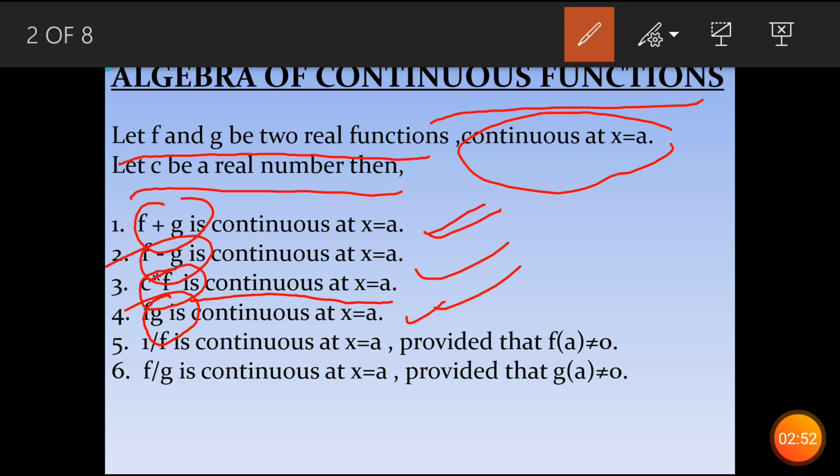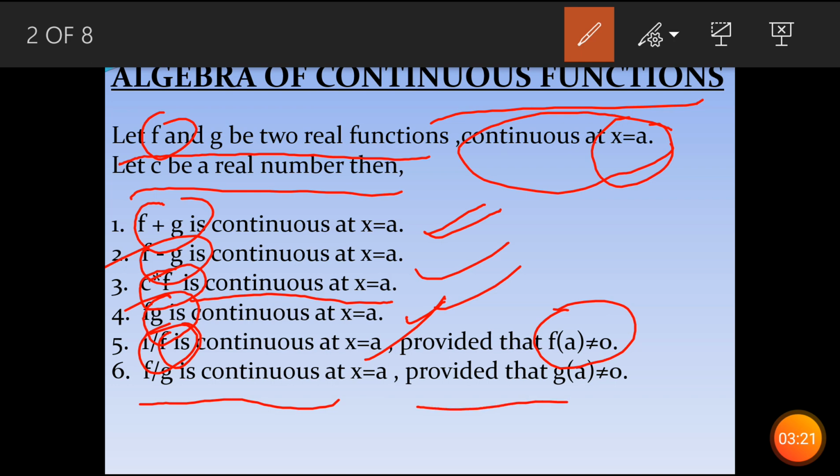If f is continuous at x equals a, then our fifth result is 1 upon f will also be continuous at x equals a, provided f(a) not equals 0. That condition is obvious, that the denominator should not be equal to 0. Now the last result, f upon g, that is the division, will also be continuous at x equals a. The condition applied is g(a) not equal to 0, which again means the denominator should not be equal to 0. So these are the results that we are going to obtain.